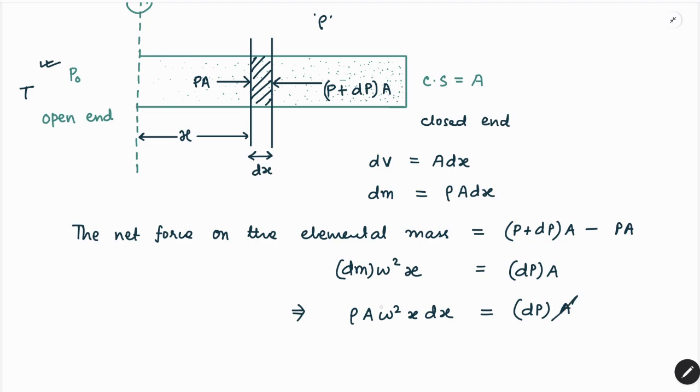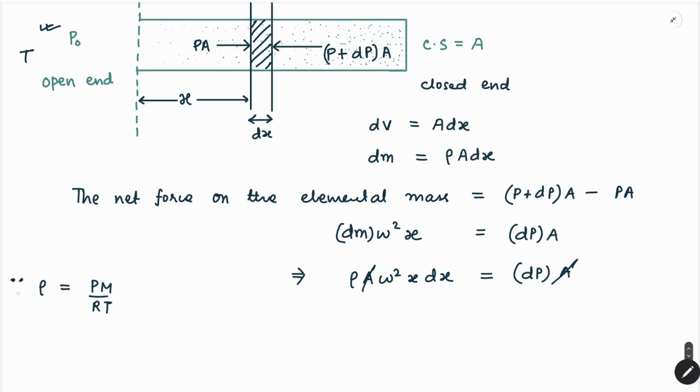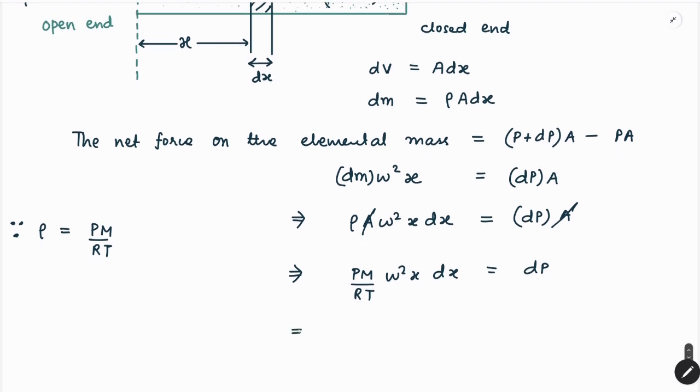So area we can cancel out, and now we have an equation like this. So now we substitute density from the ideal gas expression. That density can be written as PM by RT. So if we replace this density term, density is equal to PM by RT, then we get the equation PM by RT omega square x dx is equal to dP, and therefore we get the expression M omega square by RT x dx is equal to dP by P.